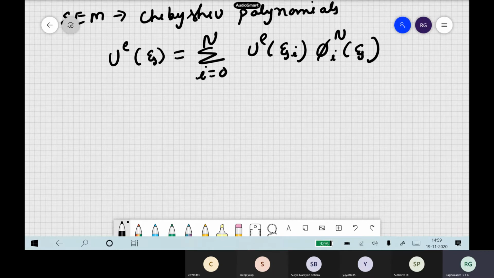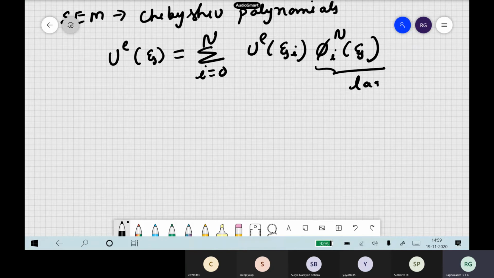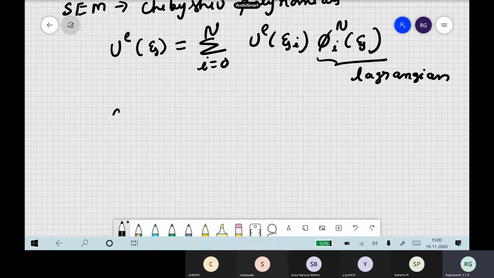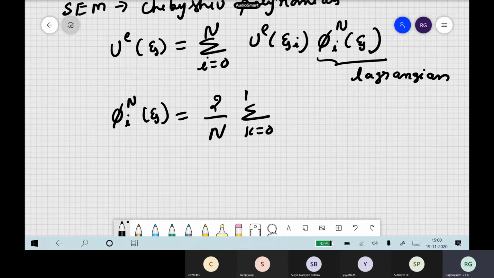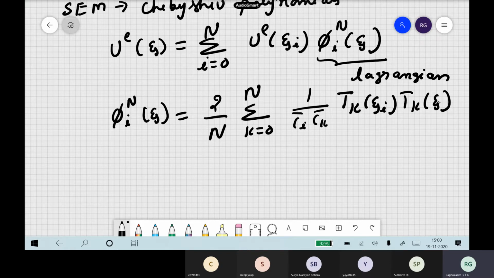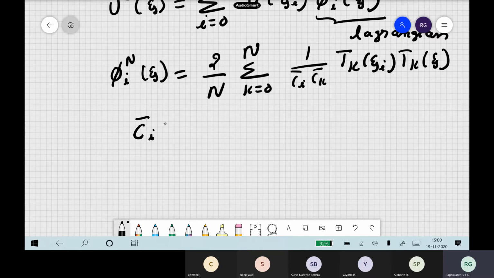Now in the Chebyshev method, in the ordinary method we use Lagrangian polynomials, but here they use Chebyshev polynomials. So this is 2 by n, sum over k equal to 0 to n, of 1 by ci bar ck bar, Tk of psi I, Tk of psi. The notation is slightly different. Here ci bar is 1 when I is not equal to 0 and n, and it is equal to 2 for I equal to 0 and n.